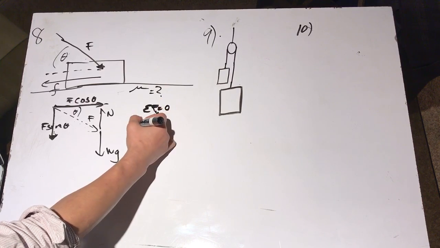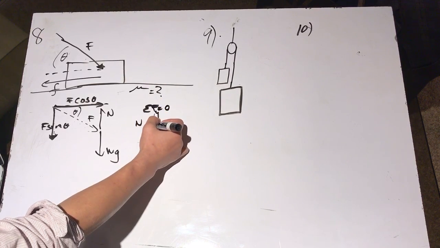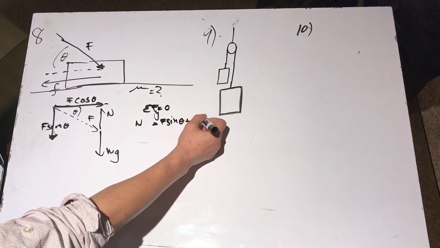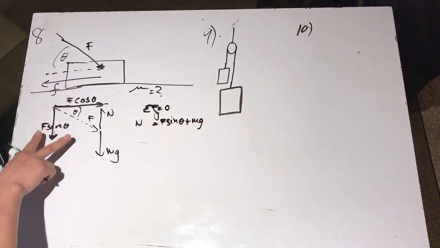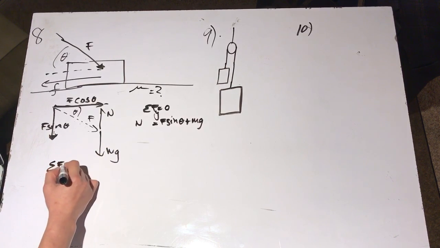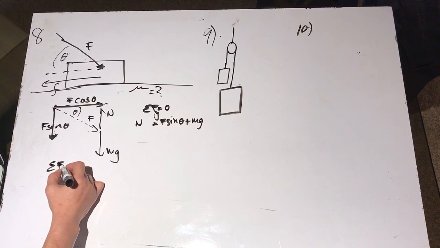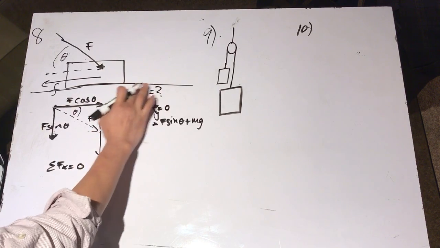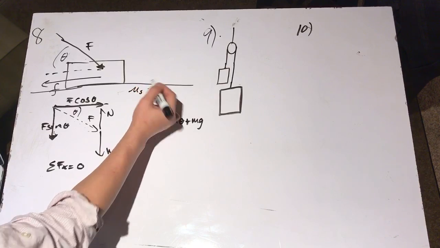So let's go ahead and look at the y direction. So N is equal to F sine theta plus mg because they are in the same direction, pointing downwards. That's your normal force. And then you look at the x direction. Since the box is not moving at this point, because it says what is the coefficient of friction between the block and the surface, basically it tells you that it is static.